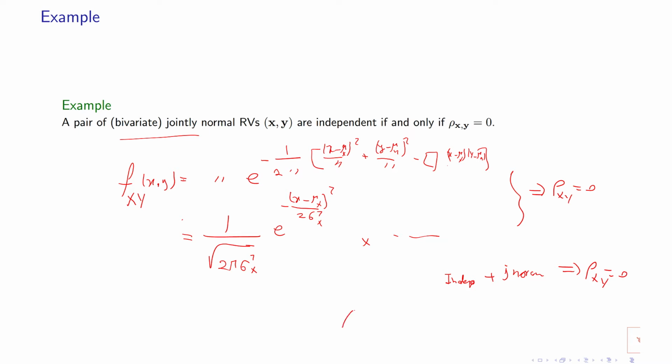Moreover, if you have rho_xy equal to 0 and you have joint normal, then you have independence. So as soon as we know they are jointly normal, independence means that rho is equal to 0.